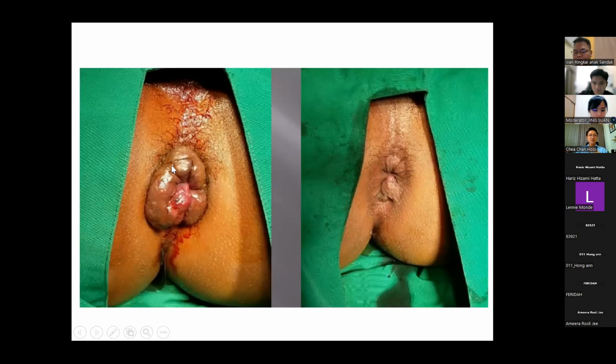Again, another one. This one has got a lot of external component here. You can see these are all skin, right? But it's all bulging in a circumferential manner. And this is the internal component prolapsing out. So again, grade 3, grade 4, but with a lot of external component, right? So post laser procedure, all shrunk up.